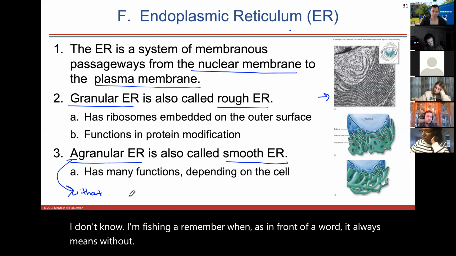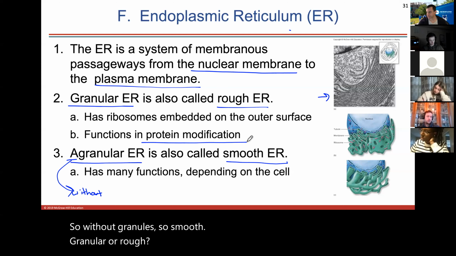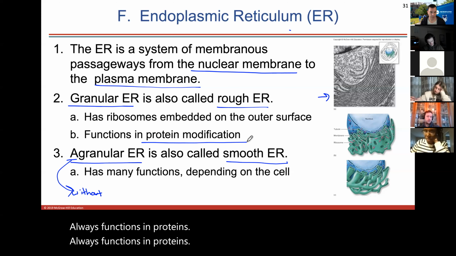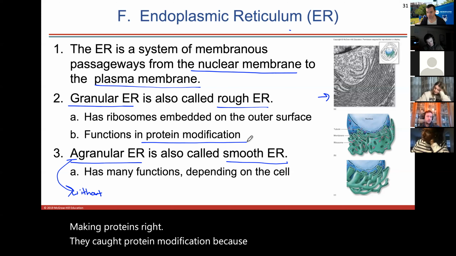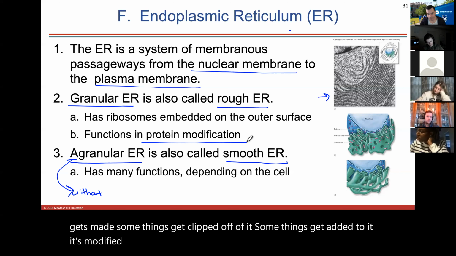Okay. So without granules, so smooth, whatever. Granular or rough ER always functions in proteins. Always functions in making proteins, right? They call it protein modification because sometimes when a protein gets made, some things get clipped off of it, some things get added to it. It's modified, okay? But we're still making protein.